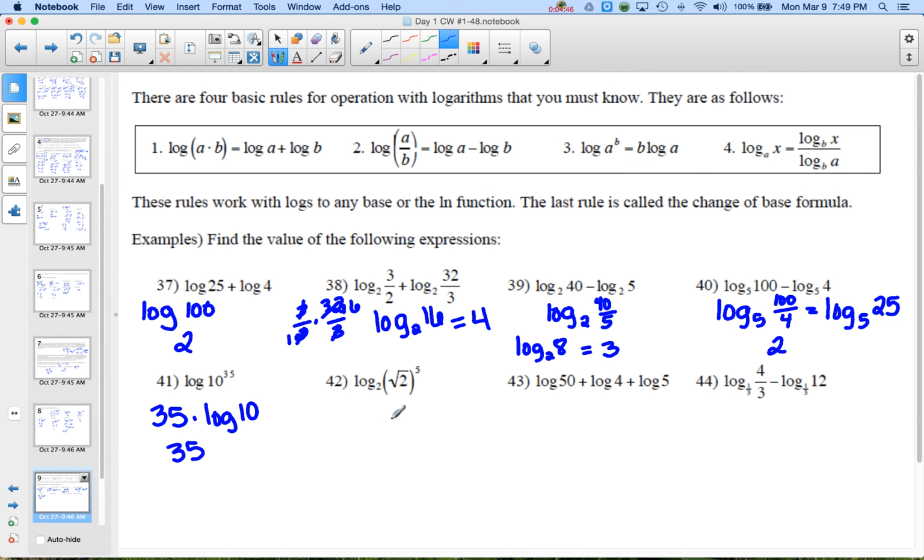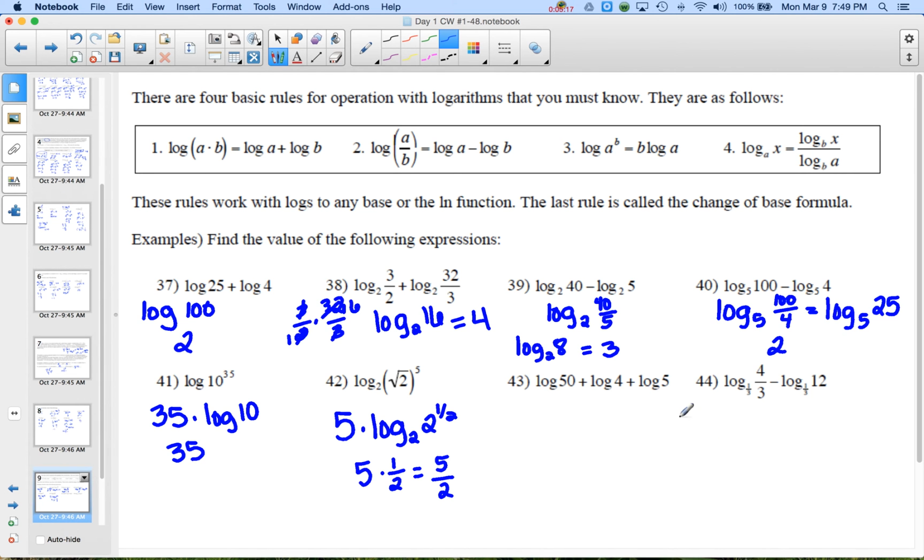Okay, on this one, we're going to bring the 5 down. So I have 5 times log base 2, and then let's think of this as 2 to the 1/2 when we do that. So 2 raised to, well, these are just going to cancel out. Log base 2 of 2 is just going to give us the half. So we're going to get 5 times a half, which is 5 halves.